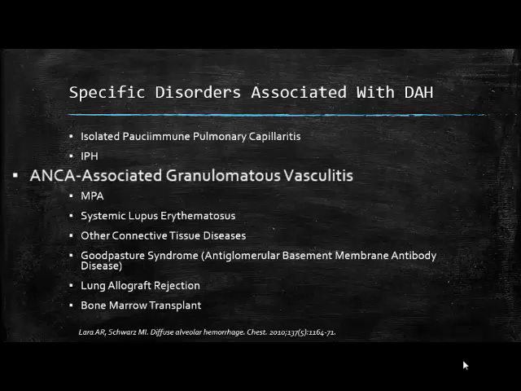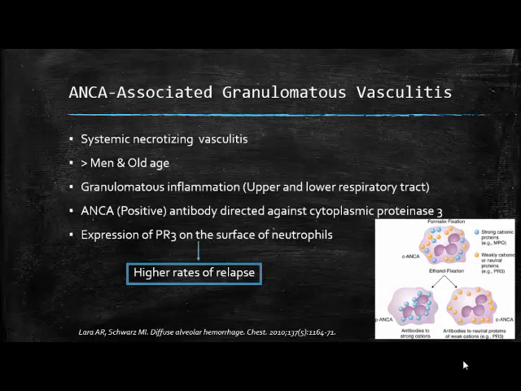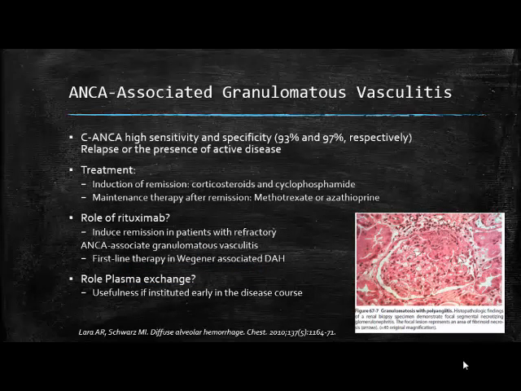Now, ANCA-associated granulomatous vasculitis, and this is a big percentage of the patients that end up in our ICU. It occurs more in men as well as the elderly. It's a systemic necrotizing vasculitis. There is granulomatous inflammation of both the upper and the lower respiratory tract. ANCA-positive antibodies are directed against cytoplasmic PR3, and the expression of PR3 on the surface of neutrophils means that those patients are at increased risk of higher rates of relapse. C-ANCA has a higher sensitivity and specificity, and it's suggestive of either the presence of active disease or relapse.